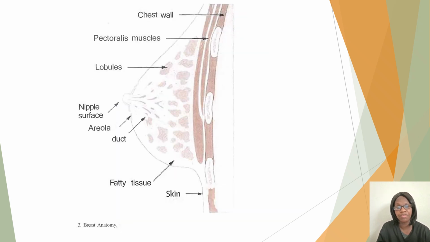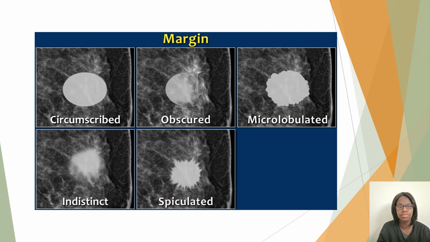Okay, more anatomy for you to review. Just make sure that you are knowing, if you were asked to identify where the pectoralis muscle is, do you know how to identify it on the mammogram? Do you know how to identify the IMF, the chest wall, the nipple, things like that? Do you know the difference between fatty tissue and dense tissue? These are your margins, which is important to know.